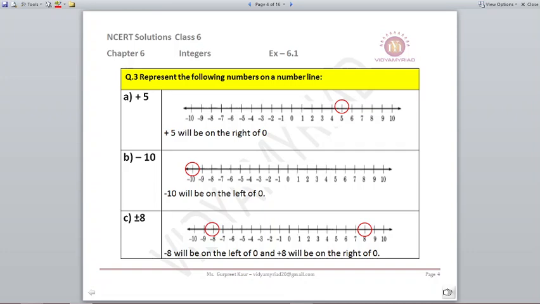So for the first case we have to mark plus 5. Your plus 5 will be on the right of 0. So 5 is a plus number. Plus numbers are on the right and minus numbers are on the left of the 0. So plus 5 is on the right. Minus 10 is to the left from 0. Okay, so from 0 I will take minus 1, minus 2, minus 3, so on till I reach minus 10. Plus minus 8. So plus 8 will be on the right and minus 8 will be on the left side.